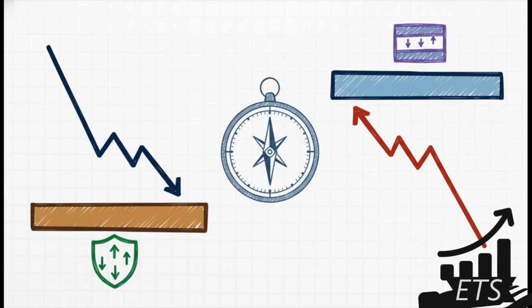Just think of them as the floors and ceilings of the market. Support is that floor where prices seem to stop falling, where buyers tend to jump in. And resistance, that's the ceiling, where sellers take over and stop the price from going higher. It's that simple. They are your compass.